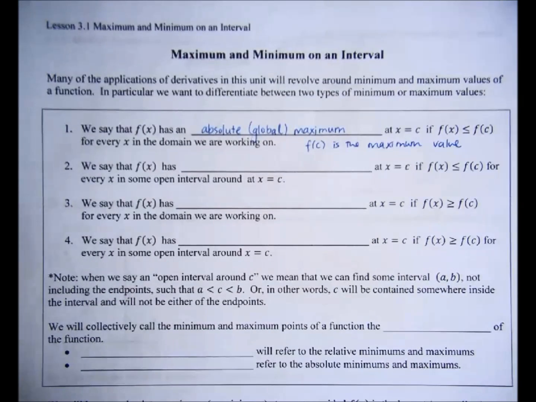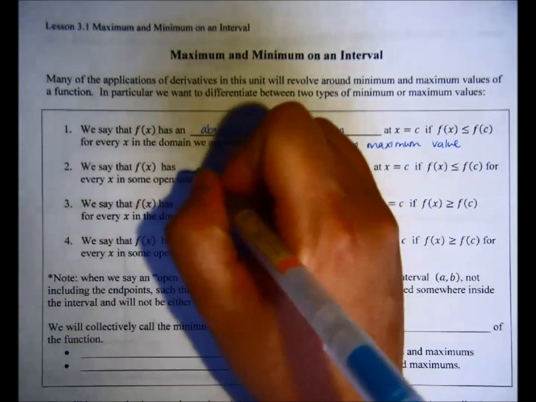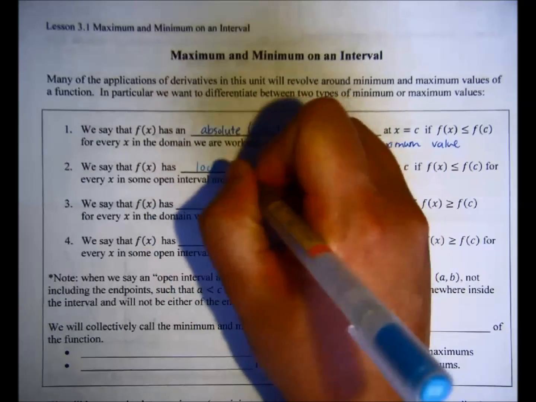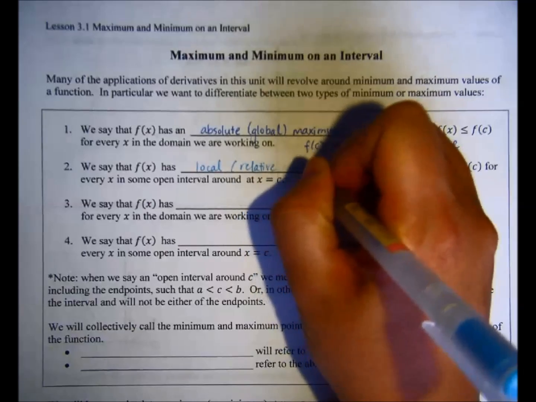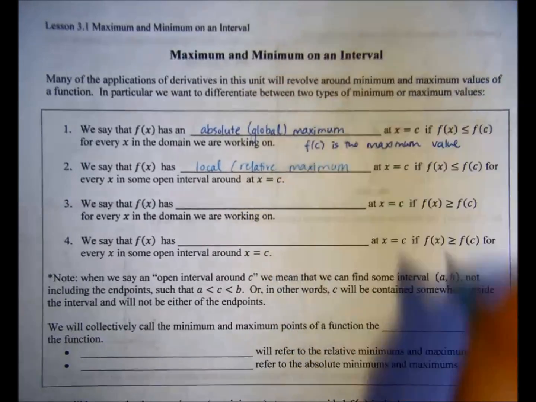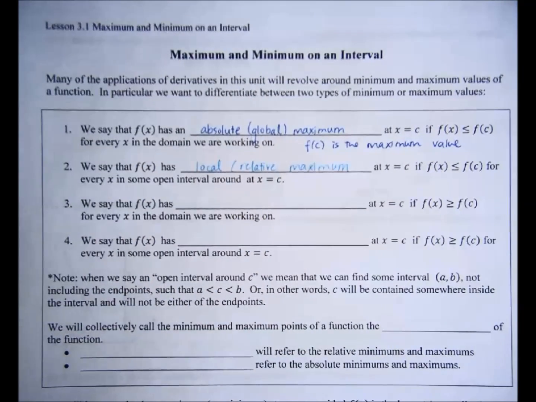Okay, next up, we say that f of x has a local or relative maximum at x equals c if f of x is less than or equal to f of c for every x in some open interval around x equals c.